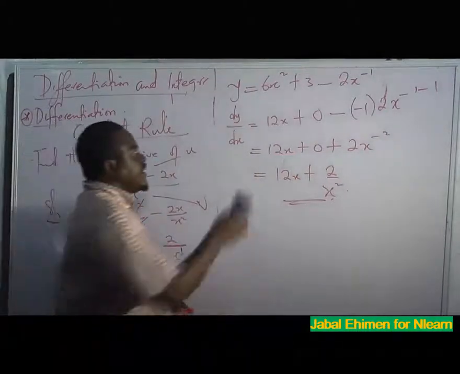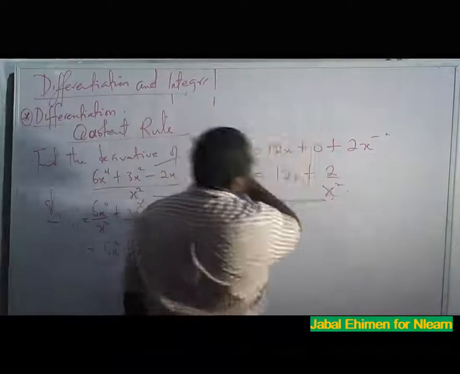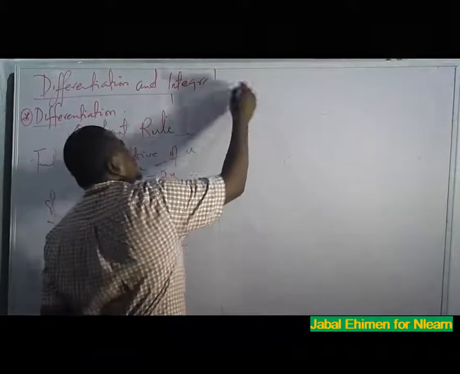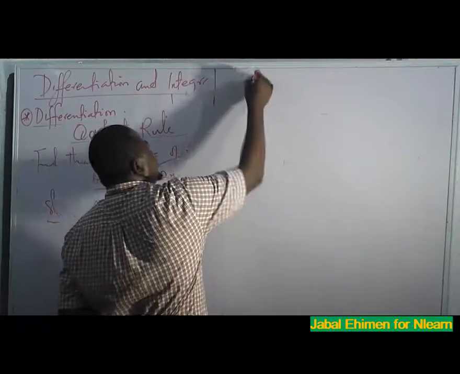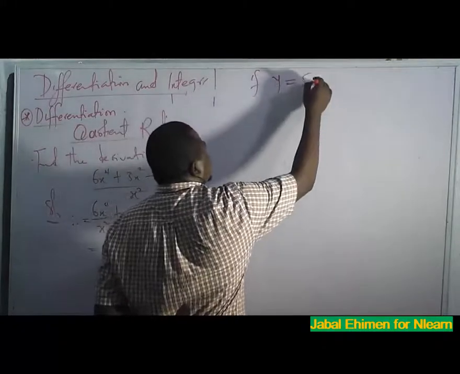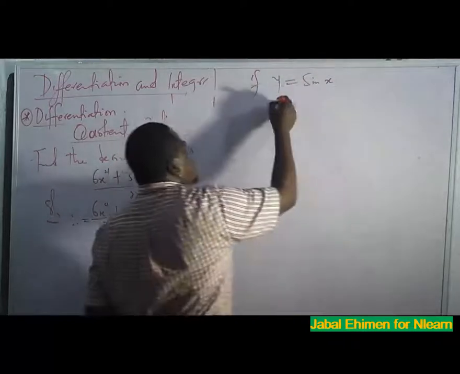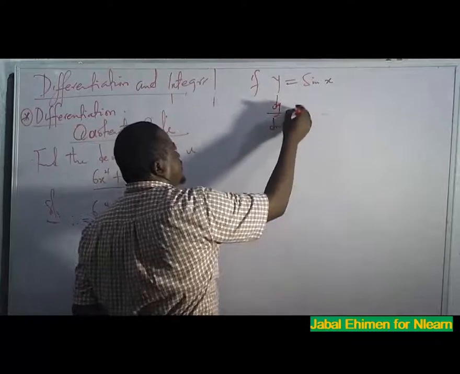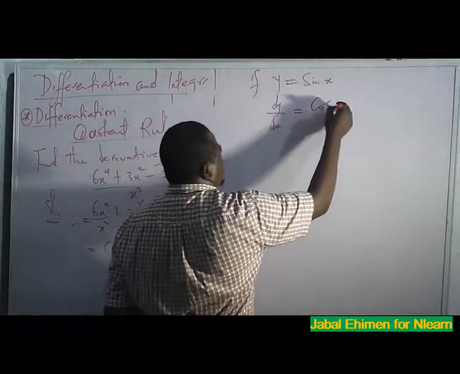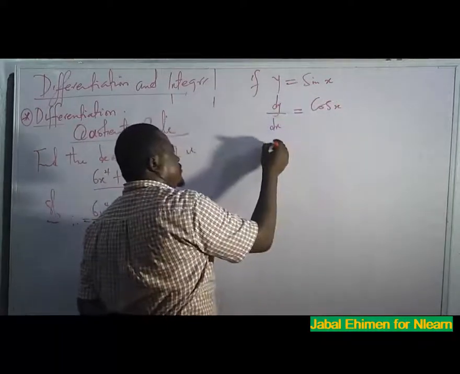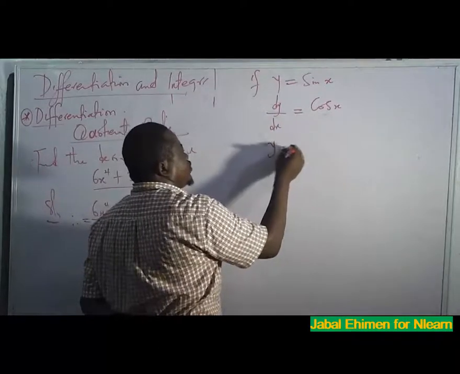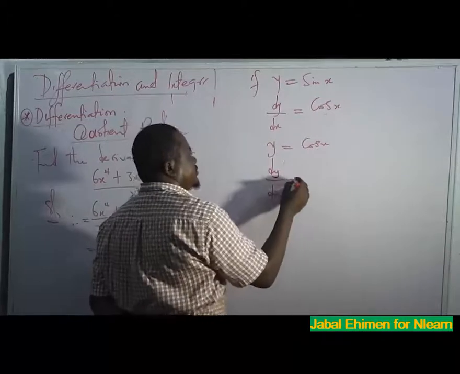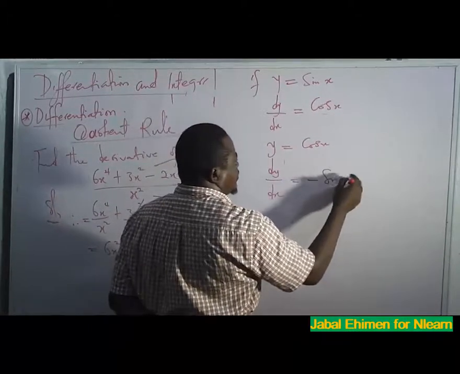Let's consider these trigonometric ones. I said that if y is equals to sine x, we're told that dy over dx is equals to cos x. So if y is equals to cos x, we're told that dy over dx is equals to minus sin x.